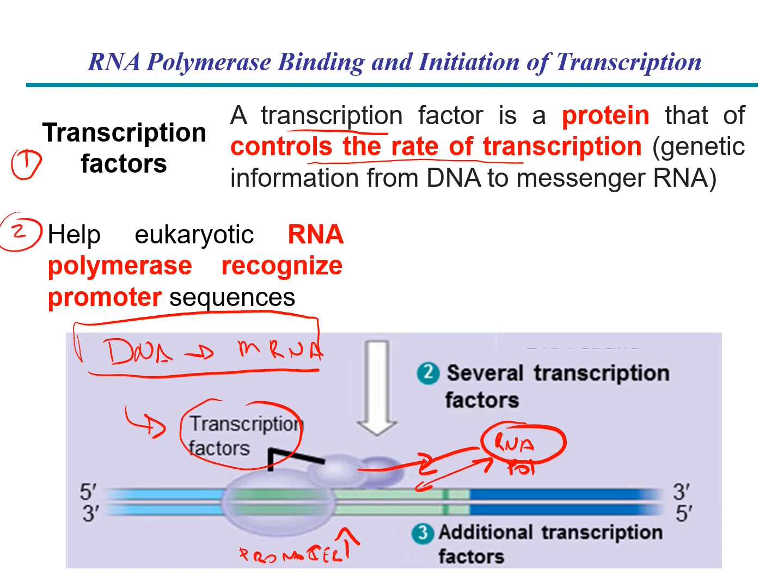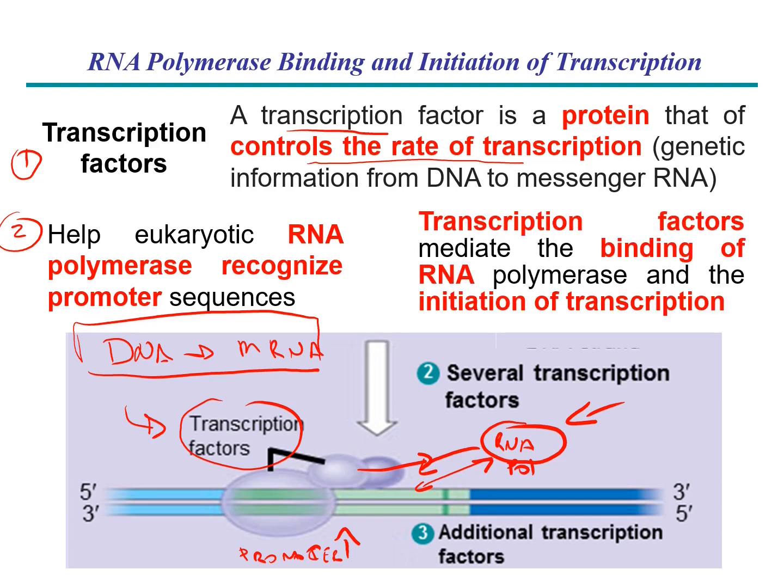But what they do is they help eukaryotic RNA polymerase to recognize the promoter. So here you have your RNA polymerase and it's going to bind to the promoter, and they help the RNA polymerase to identify this green region that you see in this diagram. And how do they do it? Because they mediate the binding of the RNA polymerase to the initiation factor. And I told you that there were many physical interactions between the RNA polymerase and the promoter, and these proteins help them attach.